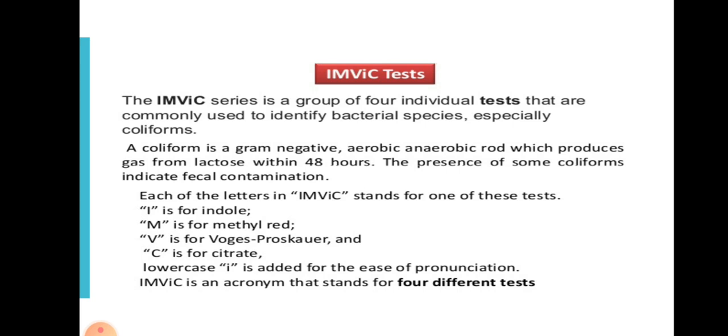IMViC series or tests are a group of 4 individual tests that are commonly used in identifying bacterial species belonging to the family Enterobacteriaceae. It is designed especially to differentiate gram-negative intestinal bacteria, particularly Escherichia coli and Enterobacter Klebsiella groups, on the basis of their biochemical properties and enzymatic reactions in presence of specific substrates.